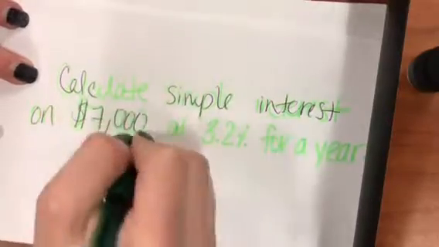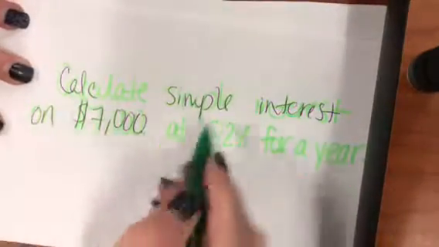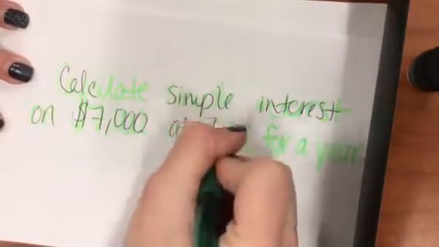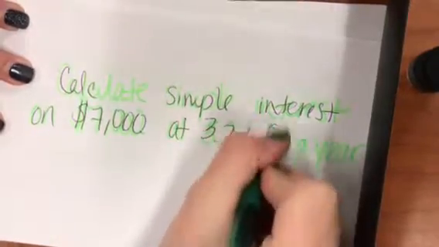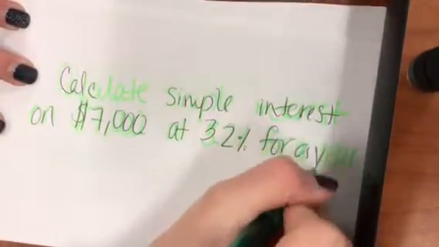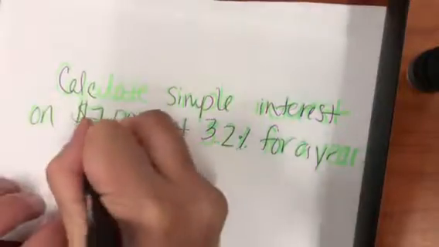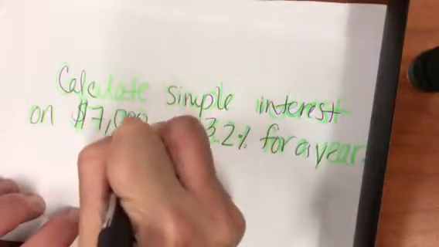Okay, so calculate the simple interest on $7,000 at 3.2% for a year. Okay, so simple interest we knew is I equals PRT.